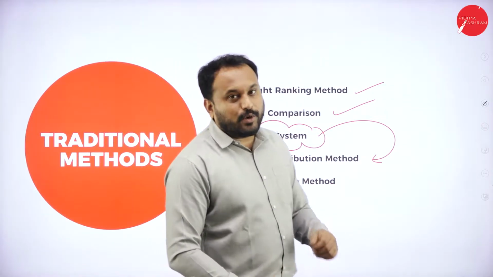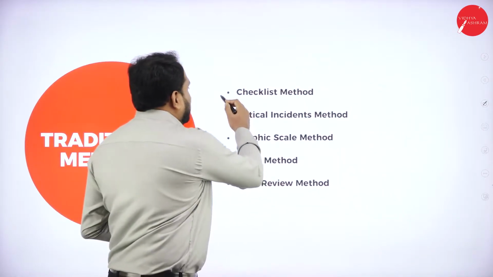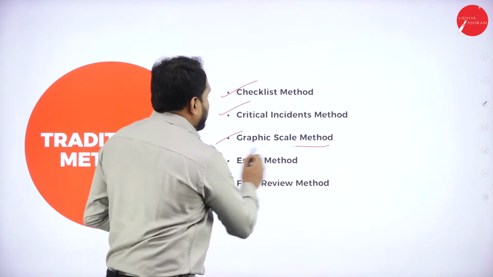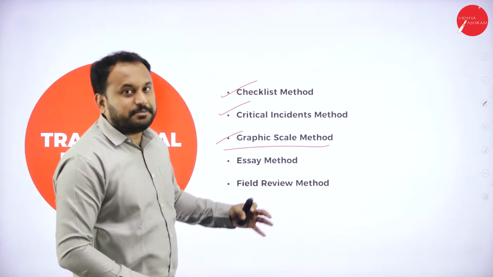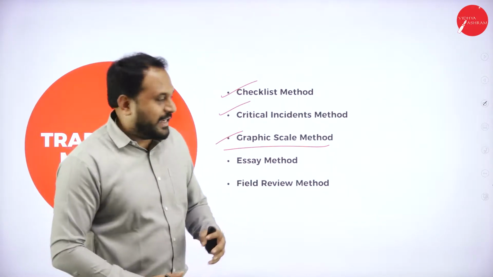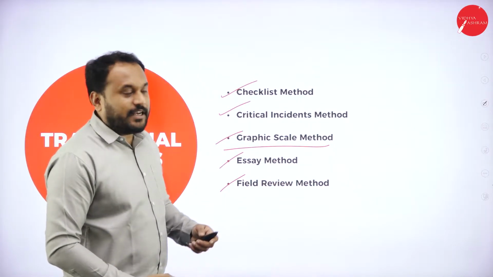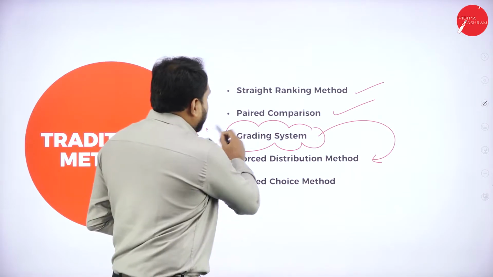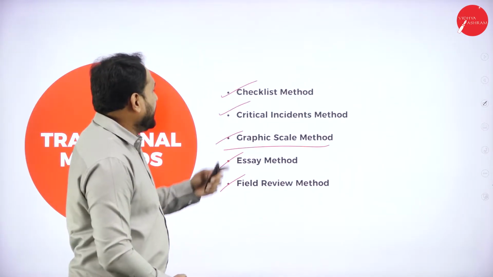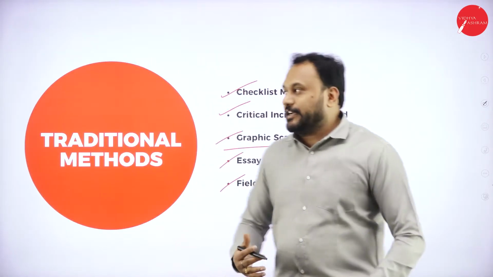Next, among the other traditional methods, we have the checklist method, critical incident method, then graphic scale method. Please do remember all these methods because this is a sure 15 marks question which you will get in your main examination. Essay method and field review method. So today I'll be dealing more with the grading system, forced distribution, forced choice method, and the checklist method. Let's go with the first one, that is the grading system.